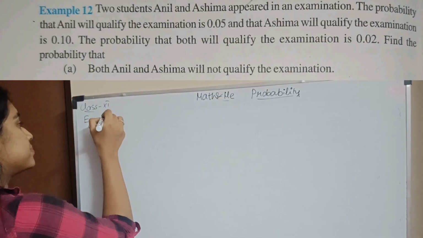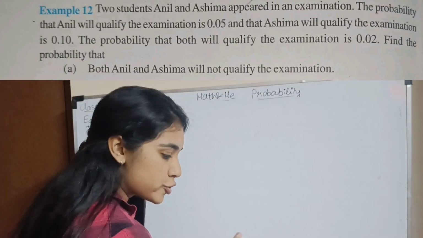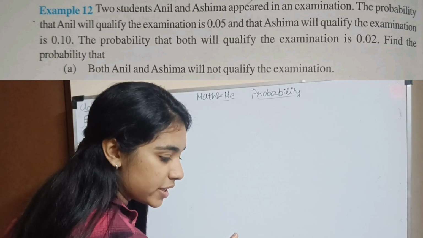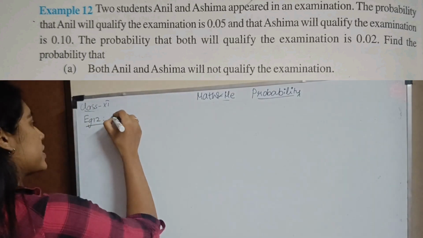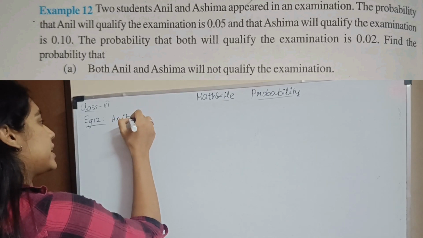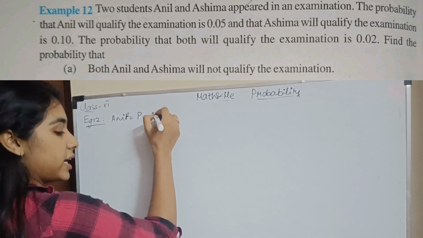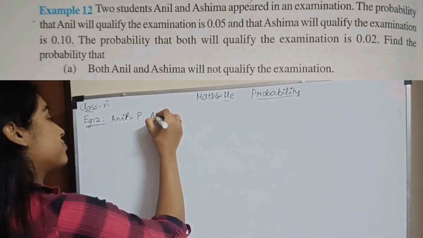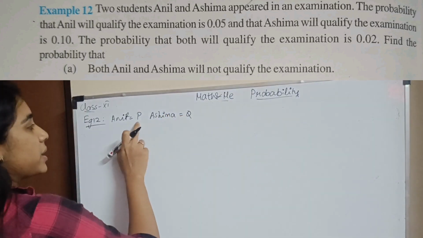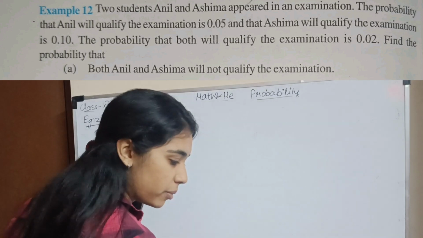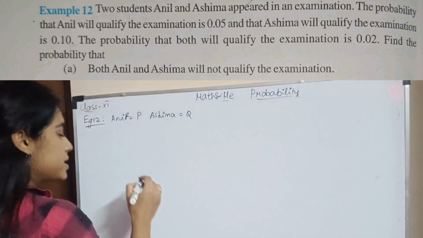Example 12. Two students, Anil and Ashima, appeared in the examination. The probability that Anil will qualify the exam is 0.05. I'll take Anil as P and Ashima as Q. So, the probability that Anil will qualify the exam is 0.05.